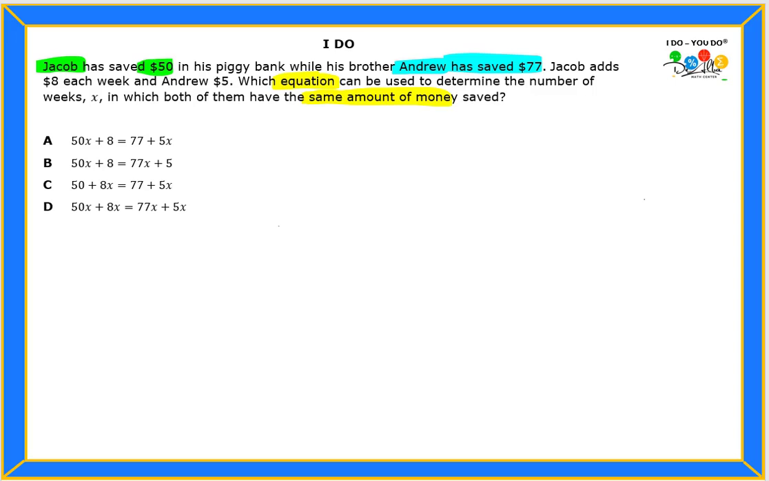Well, it says that Jacob is adding $8 each week, okay? And it says that Andrew is adding $5 each week. Now, it's very important that we know what number goes with who or with what. Is that right? So we're going to say this is going to be Jacob and this is going to be Andrew, right? And I want an equation that shows both of them having the same amount of money. Therefore, I am going to use the equal sign.